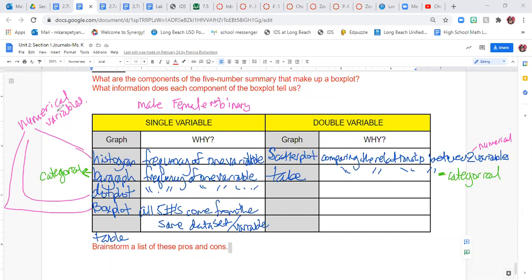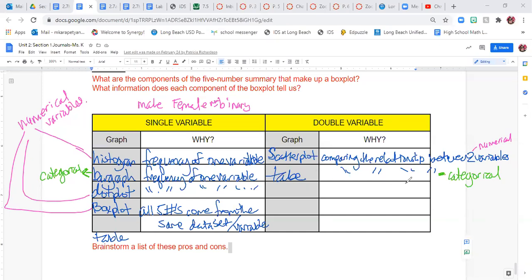A dot plot is meant for numerical variables. Box plots are meant for numerical variables because you're dealing with number values, right? Same thing here. If you try to make a table for a numerical variable, oh my gosh, it's going to be crazy. It's not going to do it. Okay, it's okay, Dallas. It's not going to do it.